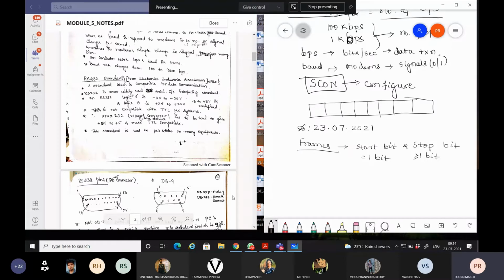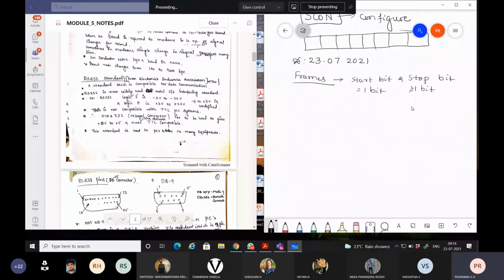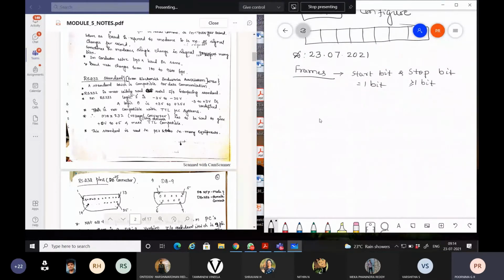With respect to this configuration, when the data is transmitted, it is transmitted in the form of parallel in, serial out at the transmitter, and it is received at the receiver with the serial in, parallel out register. So this is about your serial communication.